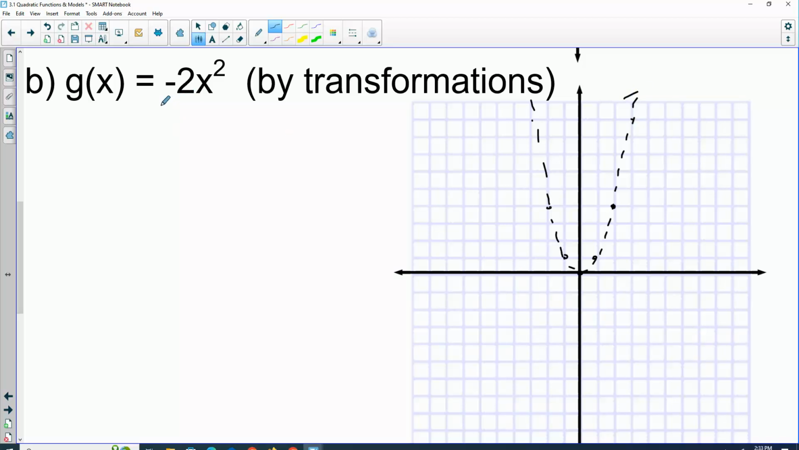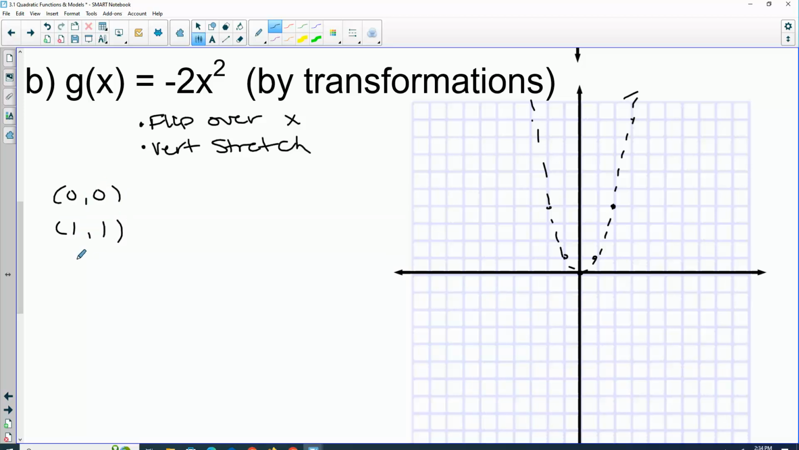What would this negative 2 do? Flip over the x and, right, a vertical stretch. Some of you are great at doing it like that. Some of you need to write out these points like we talked about in class, and that is totally fine. So if you're a person that the stretching and shrinking is hard for, then write out your points.